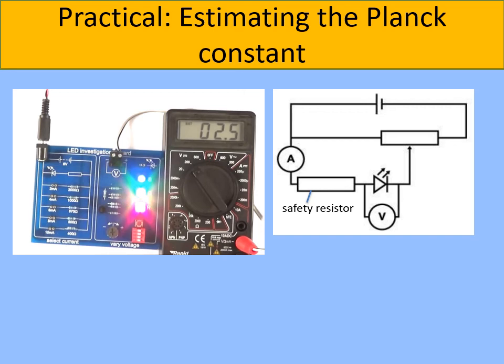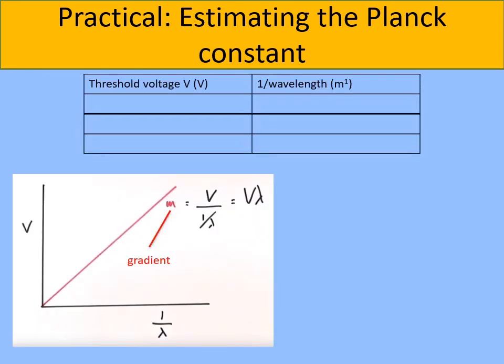You can use an ammeter to help you to see when current is flowing, and that gives you a more accurate reading of the threshold voltage, because sometimes it's very hard to sense when the light just comes on. So we find a range of threshold voltages for different LEDs of different wavelengths, and then we record these in a table of threshold voltage and wavelength as well.